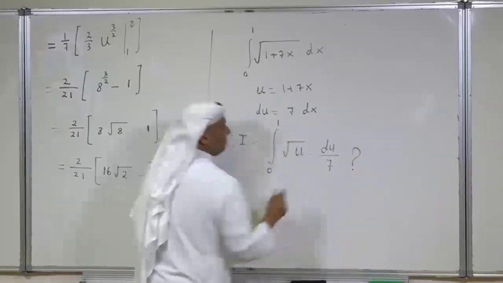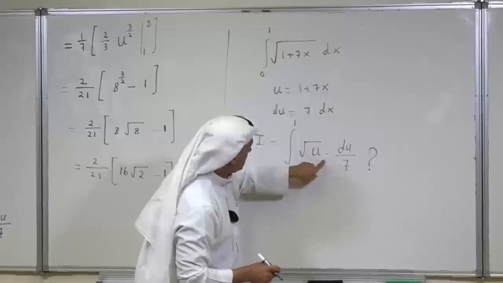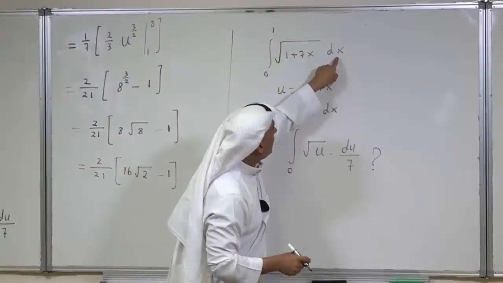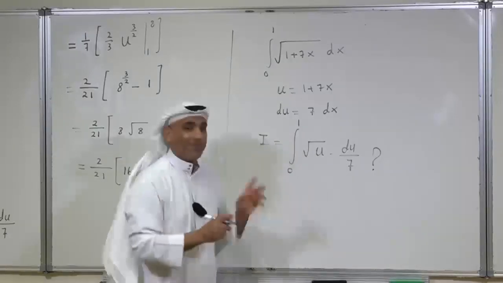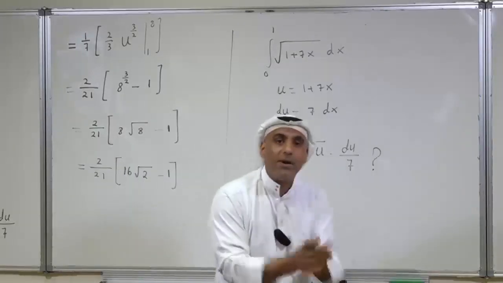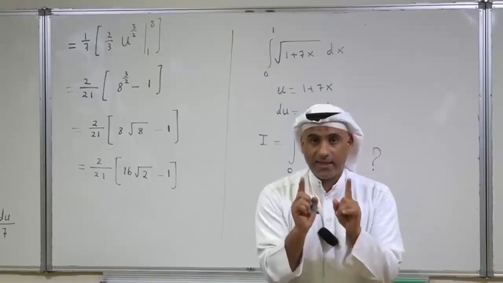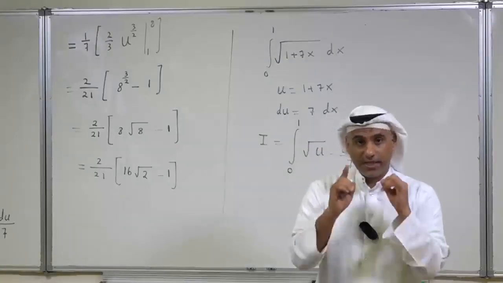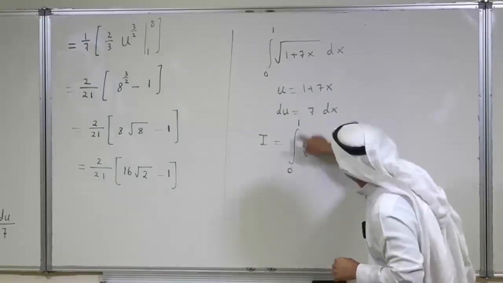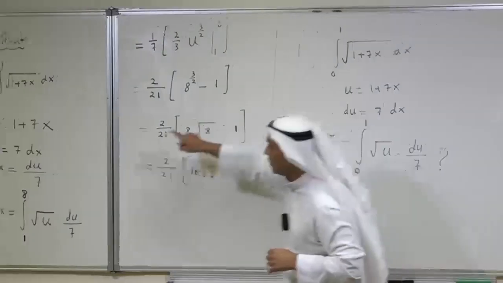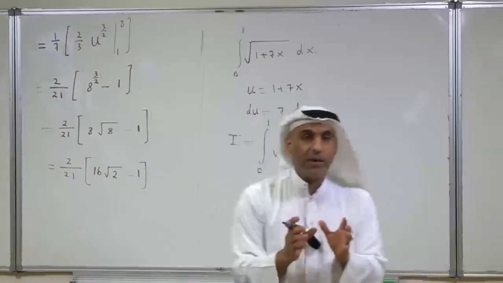What is wrong here? They changed this to u. Also, they have changed dx into du over 7. But they forgot to change what? The boundary points. If you forget to change the boundary points, all your calculation will be wrong. So again, I address this point: if you use the substitution rule, you change everything, including the boundary points. It is not 0 to 1. It is supposed to be, as we did here, from 1 to 8. That is something you need to be careful about.